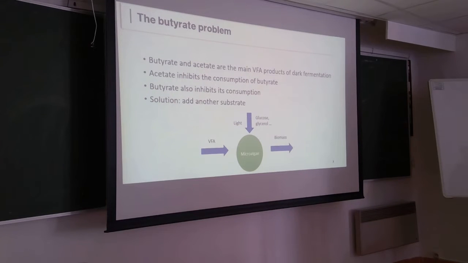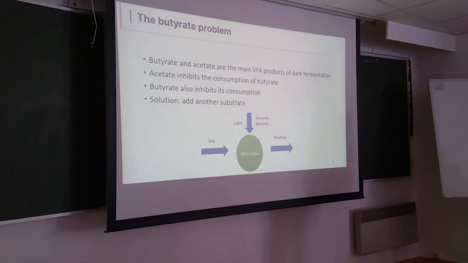The main problem with the volatile fatty acids is the butyrate. Mainly we have butyrate and acetate at the end of dark fermentation, and butyrate is the predominant, I think about 70%. And there are two kinds of problems. First, the acetate inhibits the consumption of the butyrate, and also if there is too much butyrate, the consumption is also inhibited. I'll show the kinetics after.